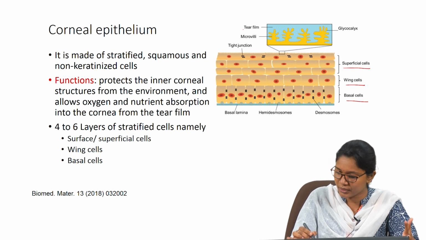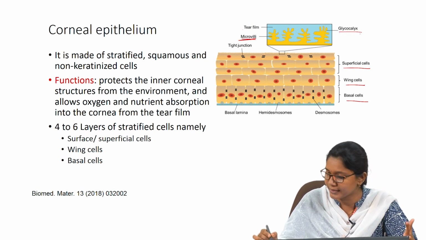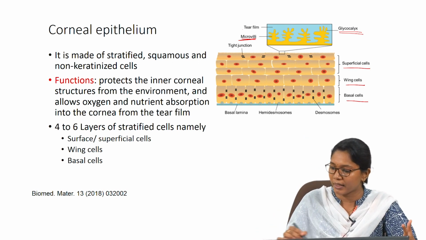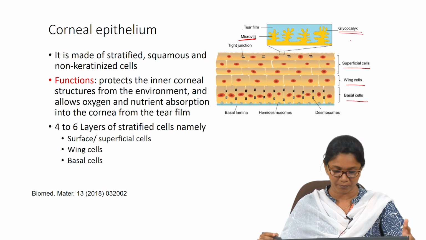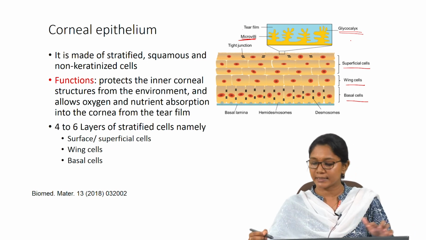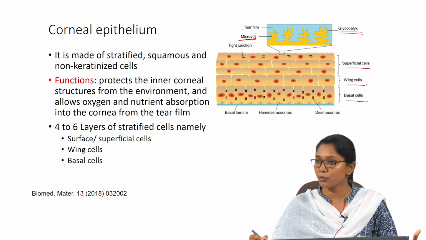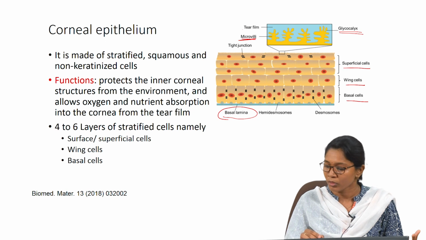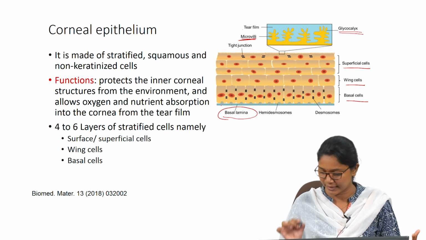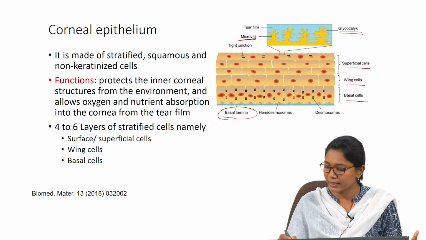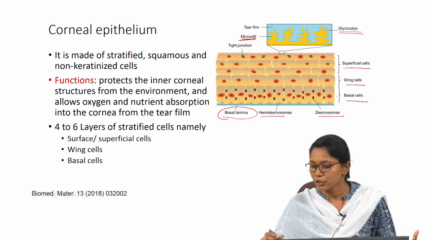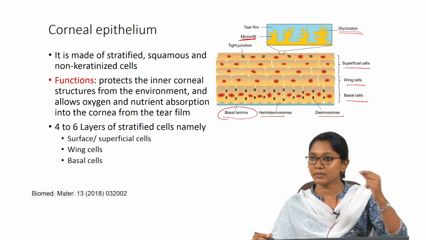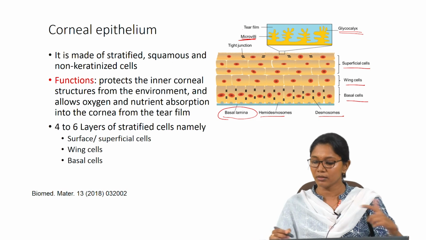When the microvilli and the glycocalyx are damaged, we need a different cell transplant for these microvilli and glycocalyx to be formed. And then there are 4 to 6 layers of these cells: the superficial cells, the wing cells, the basal cells, and another important thing, the basal lamina, which is the bottommost layer of these cells. And desmosomes and hemidesmosomes. These are new terminologies. The desmosomes and hemidesmosomes are similar to tight junctions, but the hemidesmosomes help in connecting the basal cells to the basal lamina.